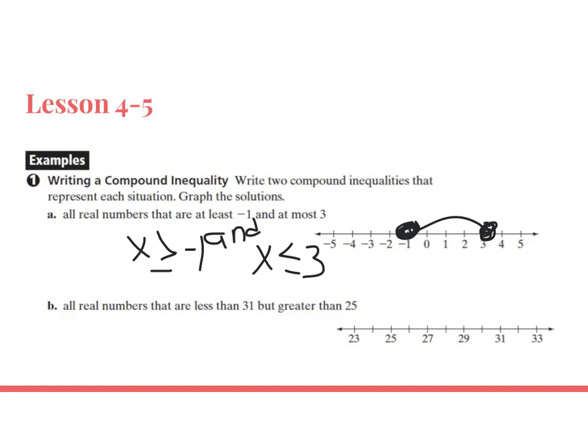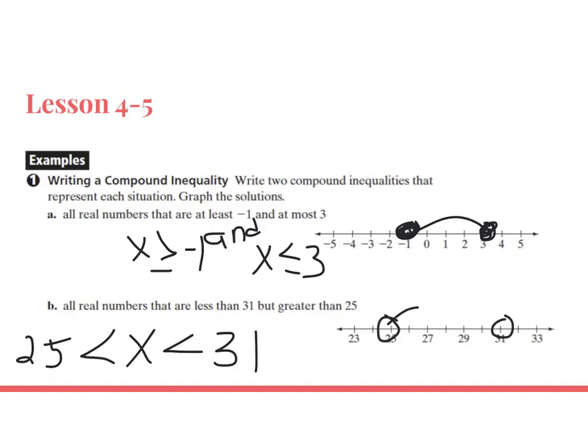In our second one, we want numbers that are less than 31 but greater than 25. And again, x is going to be less than 31. It didn't say equal to, so we're just going to be less than 31, greater than 25. So x is going to be greater than 25. So again, this is another way to write our and situations. And in this case, we're going to have open circles at 25 and 31, and we want any number between them.